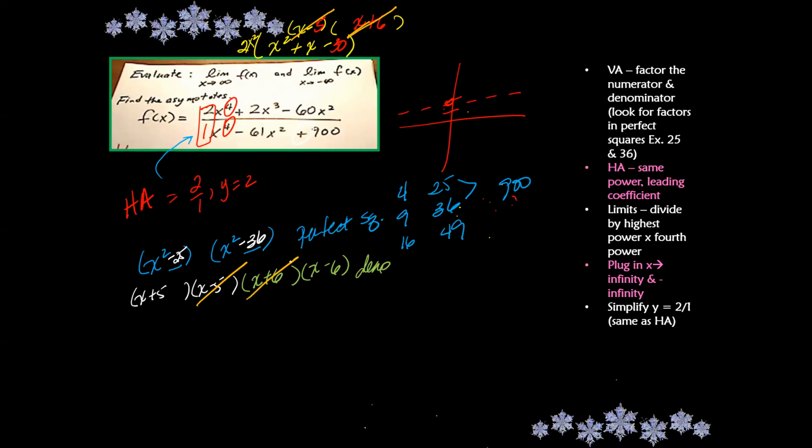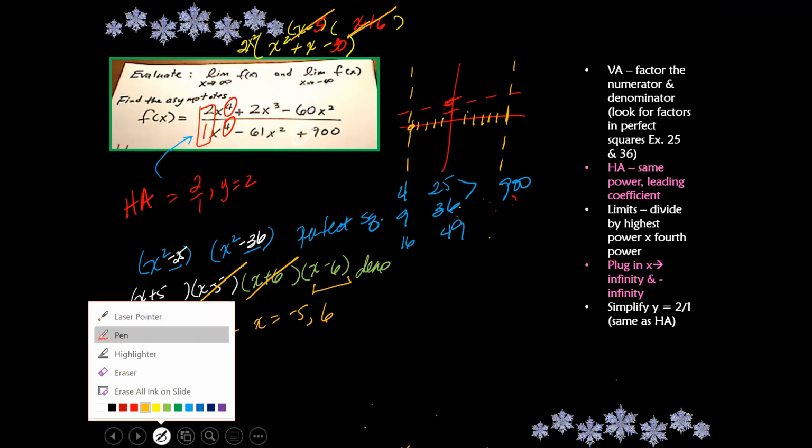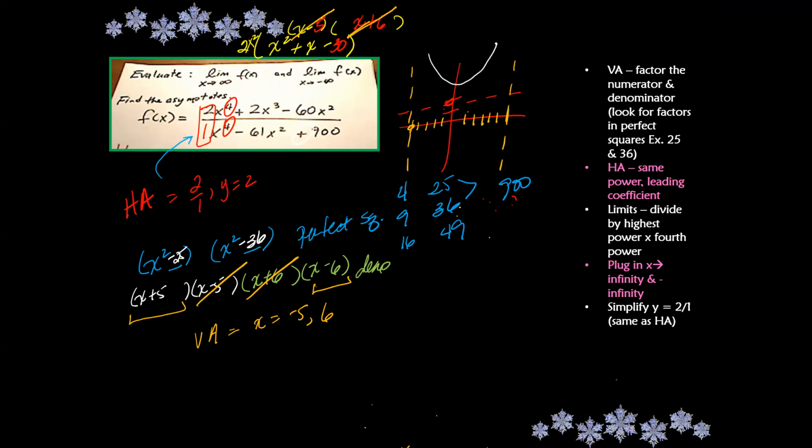And so now we only have x plus 5, x minus 6 left in the denominator. So my vertical asymptote is going to be a negative 5 and a positive 6. So 1, 2, 3, 4, 5. And then 1, 2, 3, 4, 5, 6. I haven't graphed this yet, but I'm just making a guess, maybe something that looks like this. Don't know for sure because I haven't graphed it, but I'm assuming that's what it'll look like.